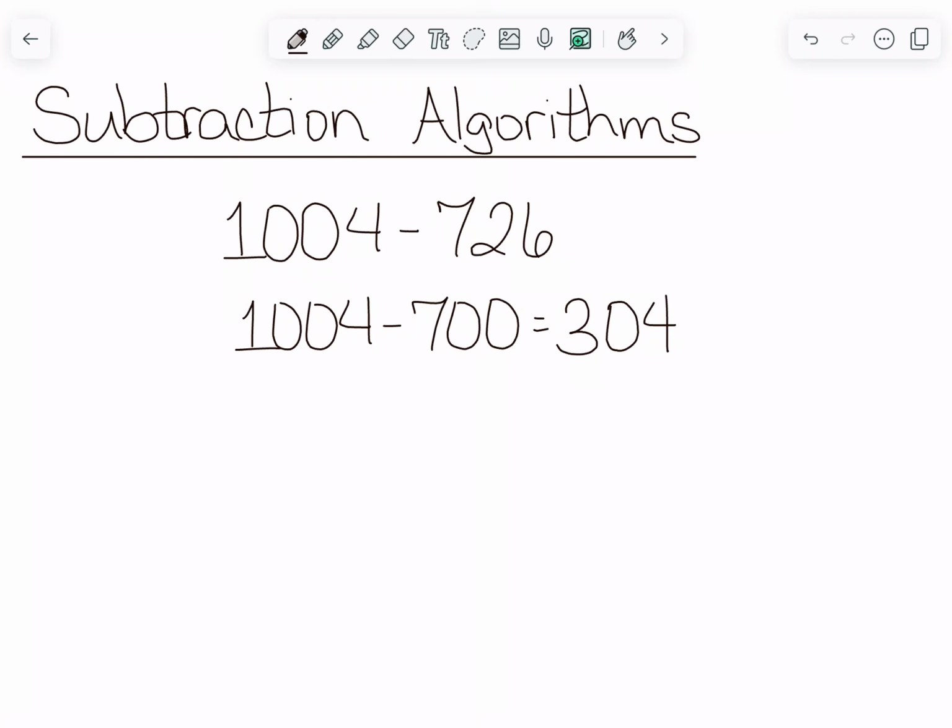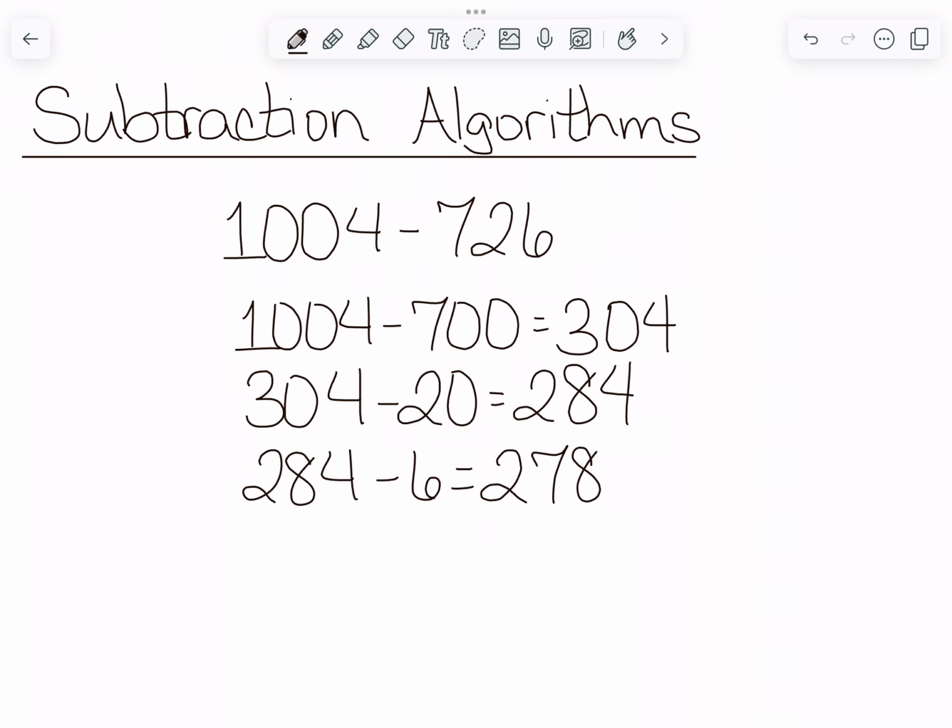We then subtract the tens place. 304 minus 20 gives us 284. Finally, we subtract the ones place. 284 minus 6 is 278. We can actually model this particular algorithm on a number line, a long jump of 700 and then shorter jumps of 20 and 6. And this algorithm reflects student thinking and respects place value structure.